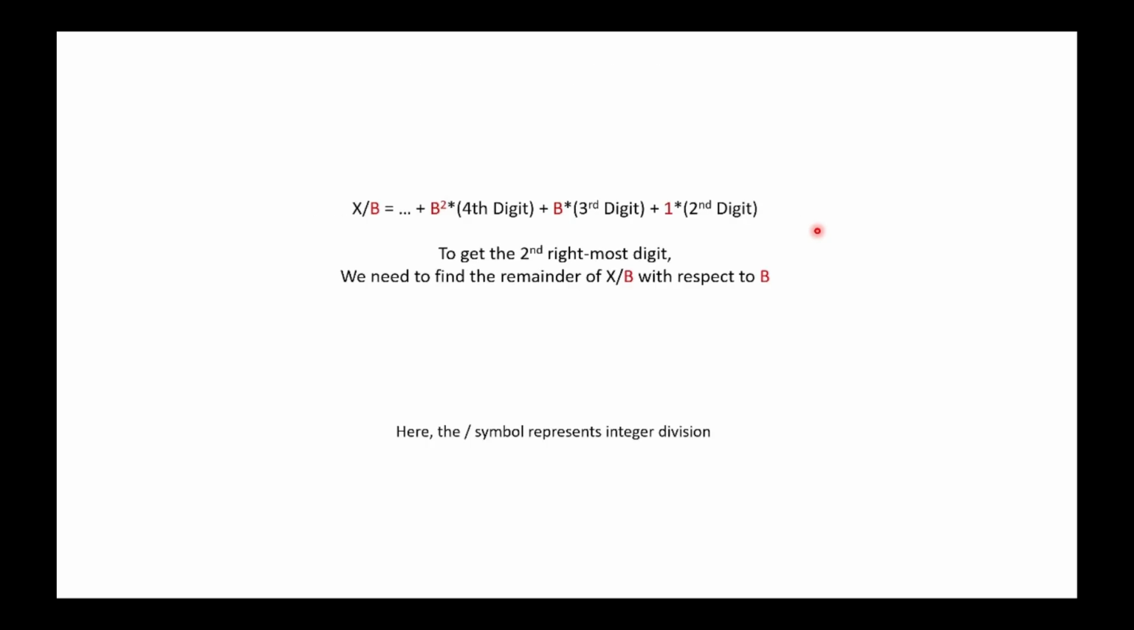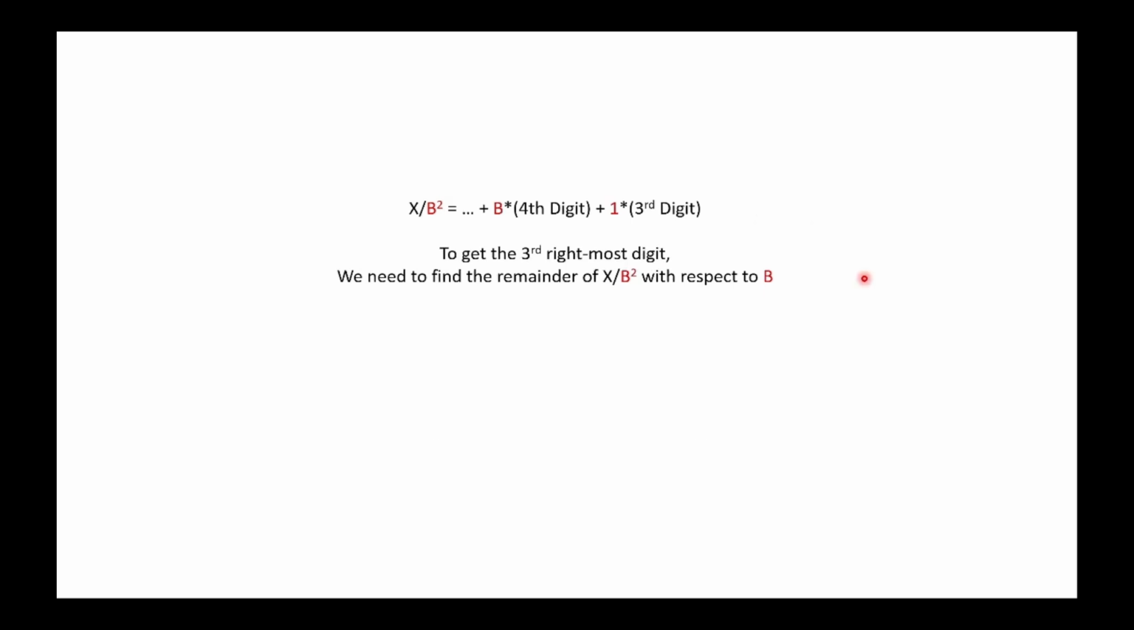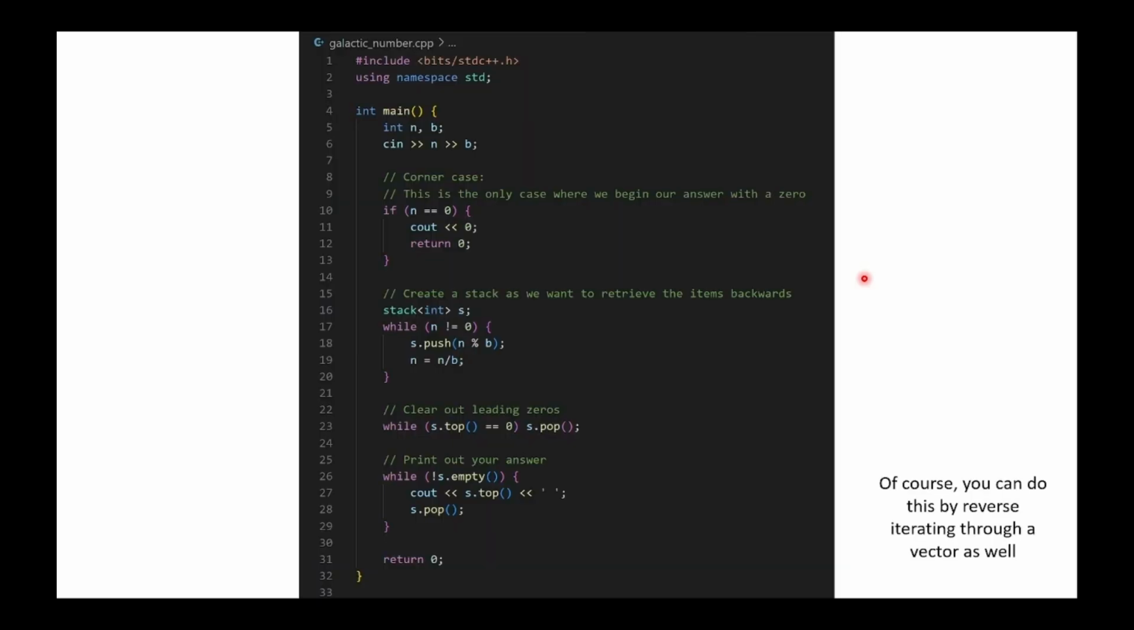Now, the second rightmost digit has become the remainder again. Now, if you simply repeat this process over and over, you will get every single digit of x. So if I were to divide x with respect to b square now, we will now get the third digit on finding the remainder. Here's the code that accomplishes what we described.